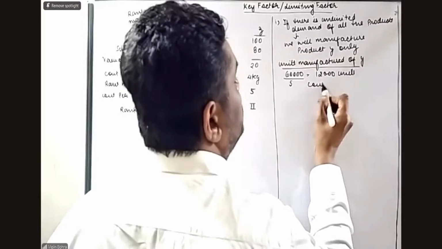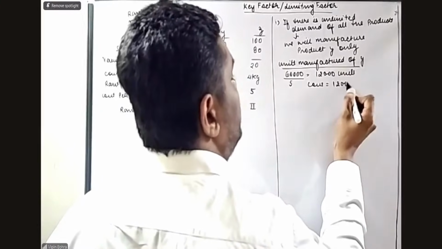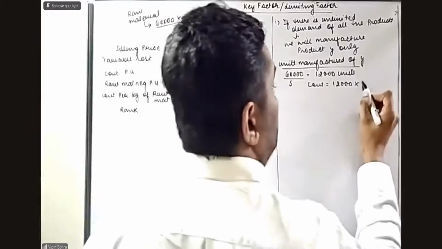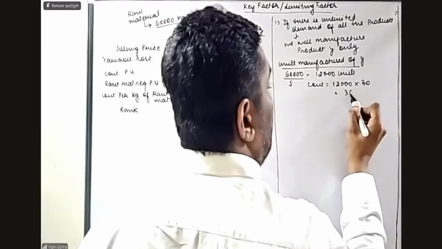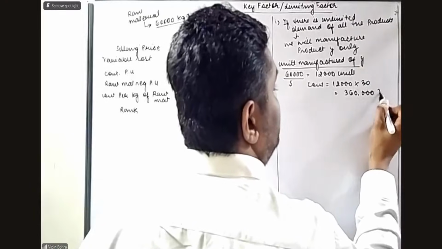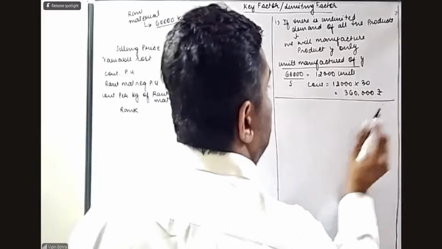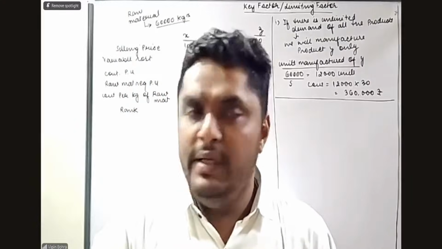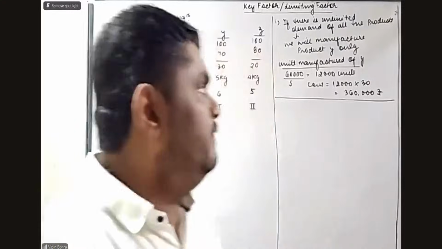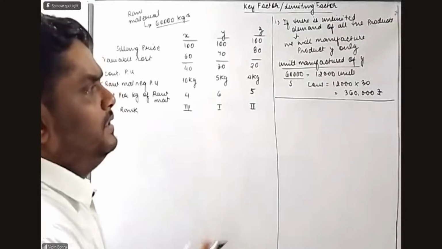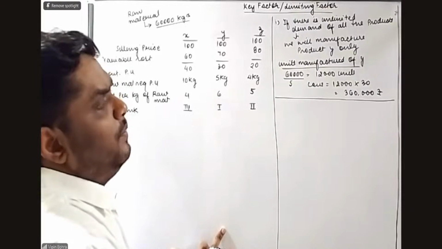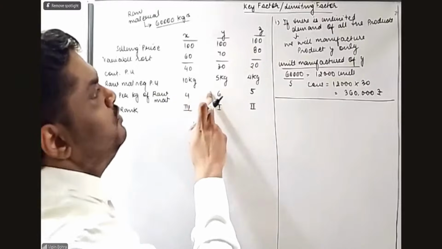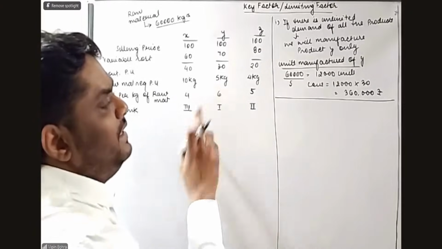And my contribution will be how much? 12,000 units into the contribution per unit of 30. So this will be 3,60,000. So if there is unlimited demand of all the products, we'll be manufacturing product Y only. Reason being, the contribution per kg of raw material is highest in case of Y.